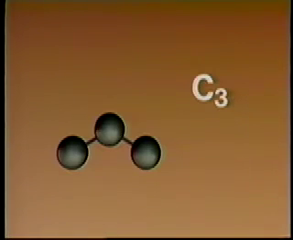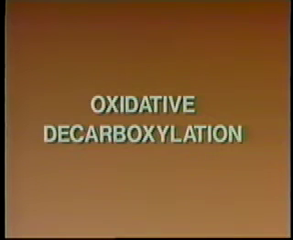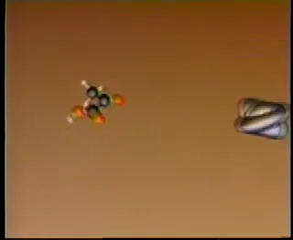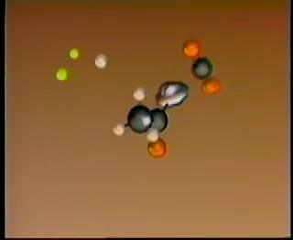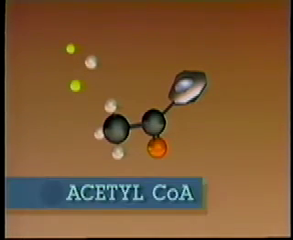Pyruvate is a 3-carbon molecule, but the Krebs cycle uses a 2-carbon molecule as its starting point. So, an intermediate process, oxidative decarboxylation, is required to prepare pyruvate for the Krebs cycle. As pyruvate encounters coenzyme A, the complex kicks out 2 electrons, a hydrogen atom, and carbon dioxide to form the acceptable 2-carbon acetyl-CoA.